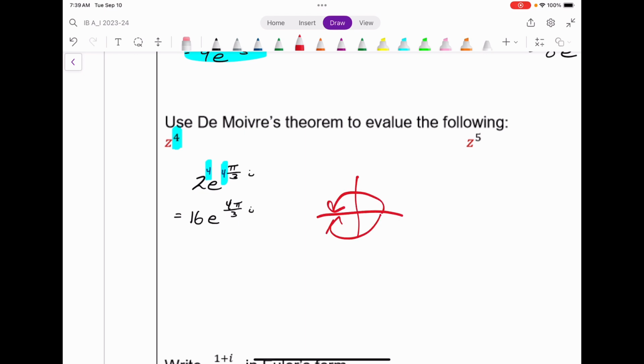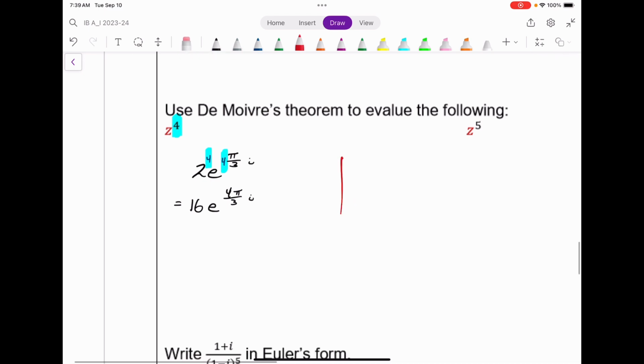So 4 pi over 3 is too much. So we want to visualize what 4 pi over 3 is. Keep in mind, angles in standard position pop up more and more in this course. So 4 pi over 3 is roughly right here. And so we actually want to look at this angle from there to there, which is minus 2 pi over 3. So we are expected to write in that more familiar, more conventional form, minus 2 pi over 3 times i.